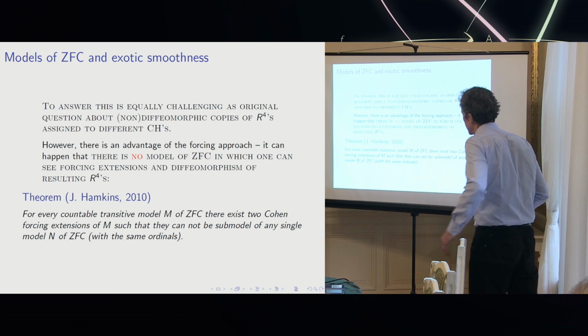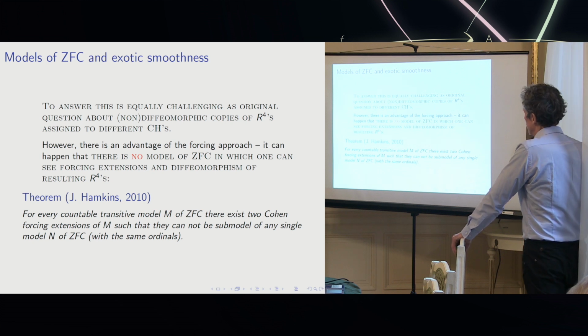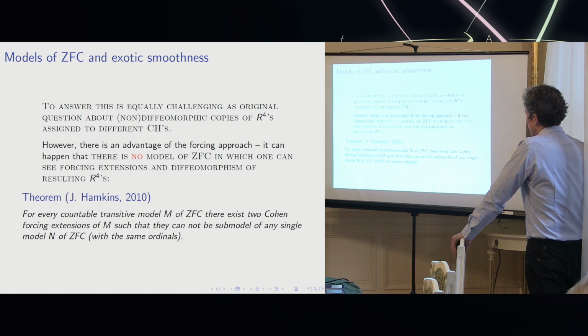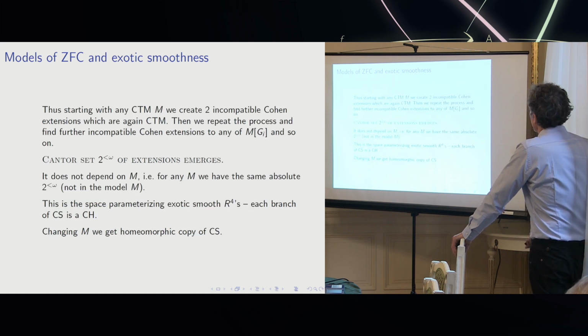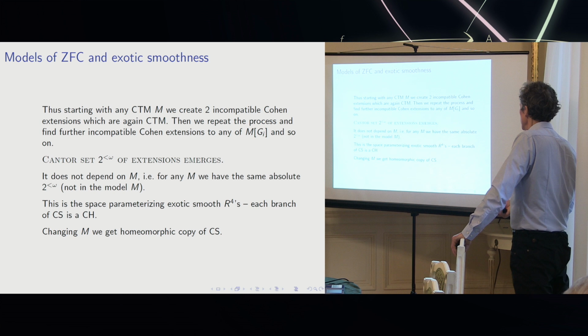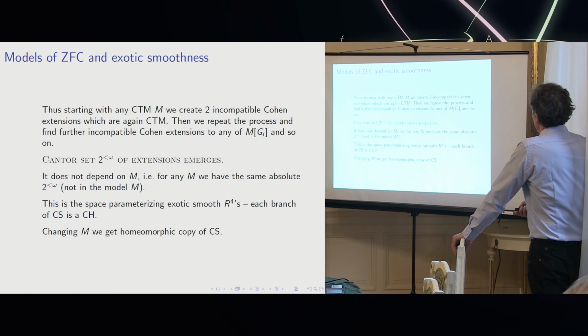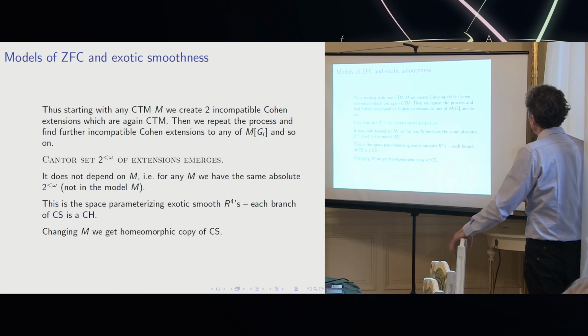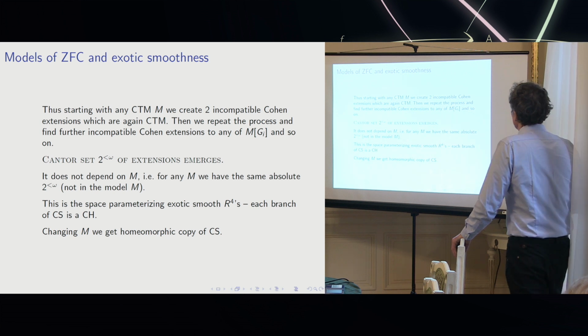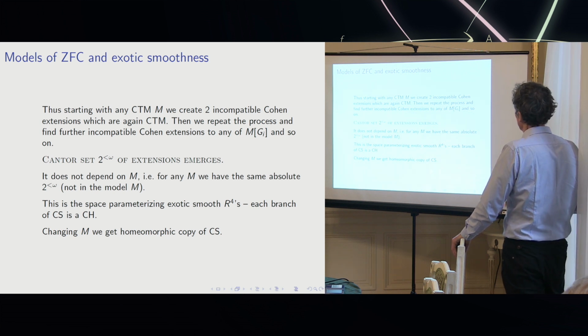But we require the ordinals are untouched. On the other side, it is an interesting question what that means for exotic smooth structure when we move ordinals. This is an abstract problem maybe. So we have the following situation. Starting with any countable transitive model M, we create two incompatible Cohen extensions, which are again countable transitive models, incompatible in the sense of Hamkins' theorem. Then we repeat the process and find further incompatible Cohen extensions, and so on and so on.